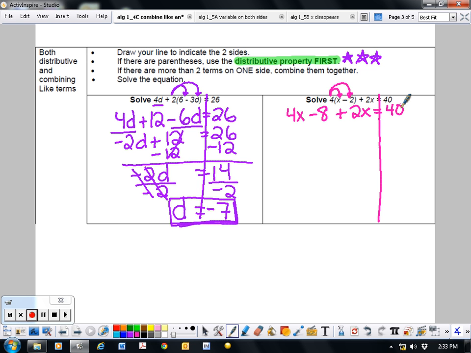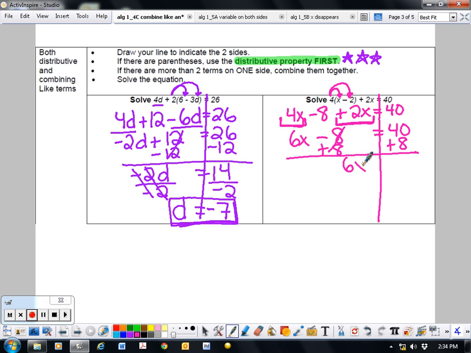Now that the parentheses are gone, we can look at combining like terms. So I've got two things with an x, so I'm combining those. So a 4x plus 2x becomes 6x. So remember, I'm taking that sign in front of the 2, not the minus in front of the 8, because the minus belongs to the 8. So these combine, give me that 6x. Then I have the minus 8, and over here we have 40. Now I can move everything away from the x because everything's nice and simplified. Starting with that minus 8, I plus 8 on both sides.